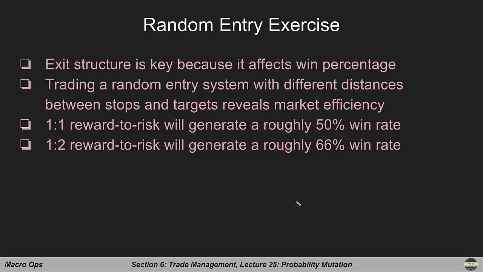What you're going to find is that after a string of trades, it's going to be around a 50% win rate because the reward to risk ratio is 1-to-1. Now, if you run this with a 1-to-2 reward to risk, say an E-mini S&P random entry with a 20-point stop and a 10-point target, that's going to generate roughly a 66% win rate. This really shows us how efficient the markets are. Tweaking the reward to risk ratio will give us a win rate that's very close to break even because we're using random entries.